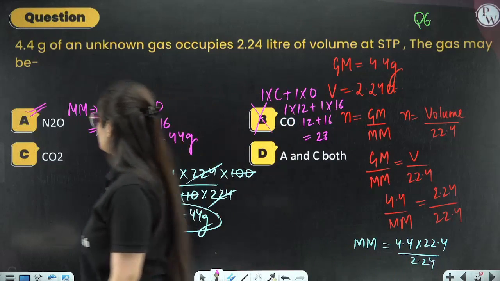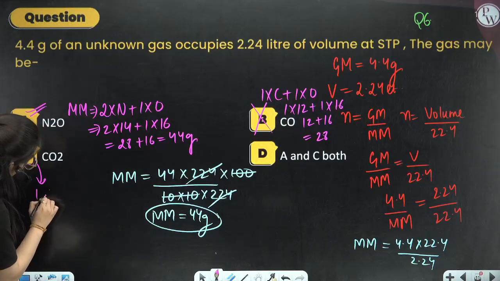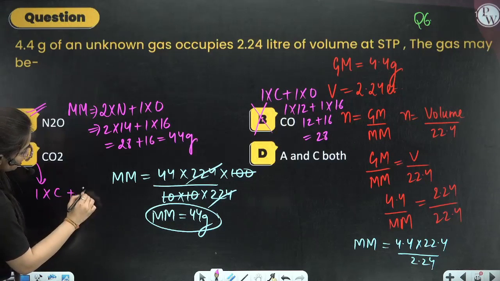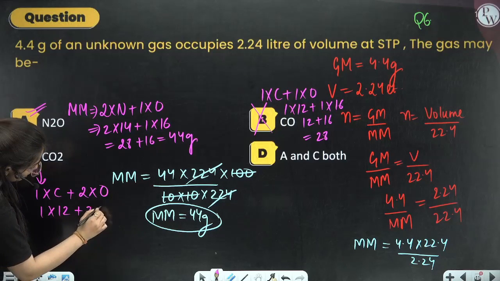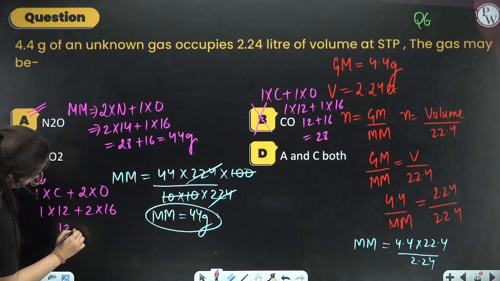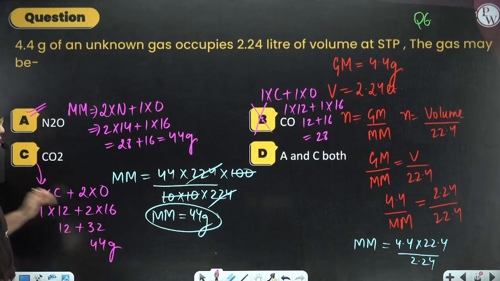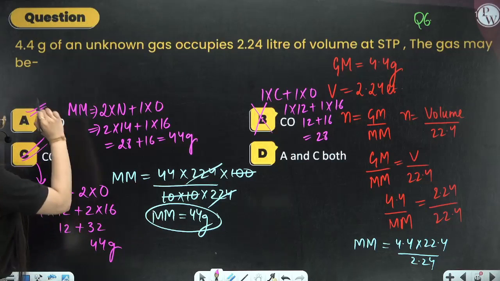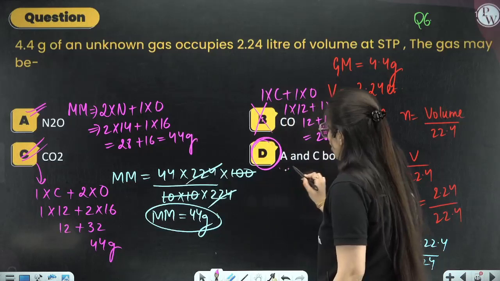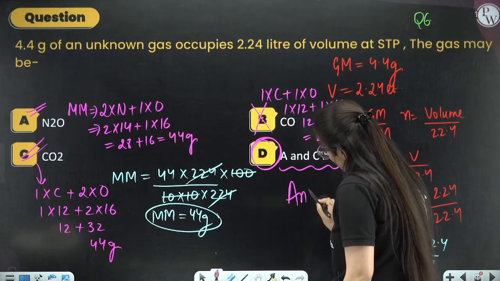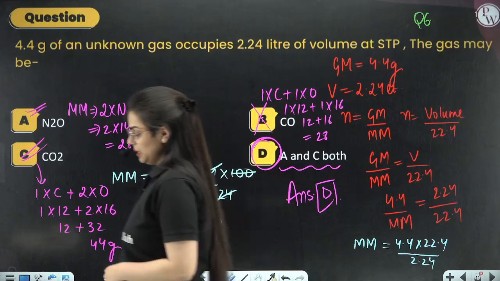Now moving on to the C part. That is CO2. Again, how many carbon? 1 carbon. So 1 into carbon mass. How many oxygen? 2. So 2 into oxygen mass. 1 into carbon mass is 12 plus 2 into oxygen mass is 16. So this is 12 plus 32. That comes out to be 44 grams. So again 44 grams. It's matching. That means option number C is also correct. So if A and C both are correct, our answer will be option number D. Answer comes out to be option number D.